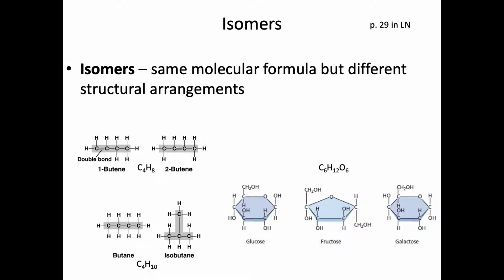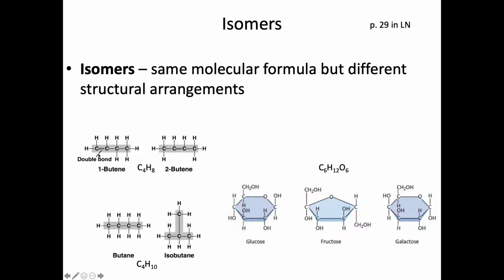Let's talk about isomers. Isomers are compounds or molecules that have the same molecular formula, or same chemical formula, but they are shaped differently, or their bonds are different. A great example would be 1-butene and 2-butene. Here we can see that each molecule has 4 carbons in it, and each molecule has 8 hydrogens in it. So they have a chemical formula of C4H8. However, we can see that their structure or shape is a little different because of this double bond.